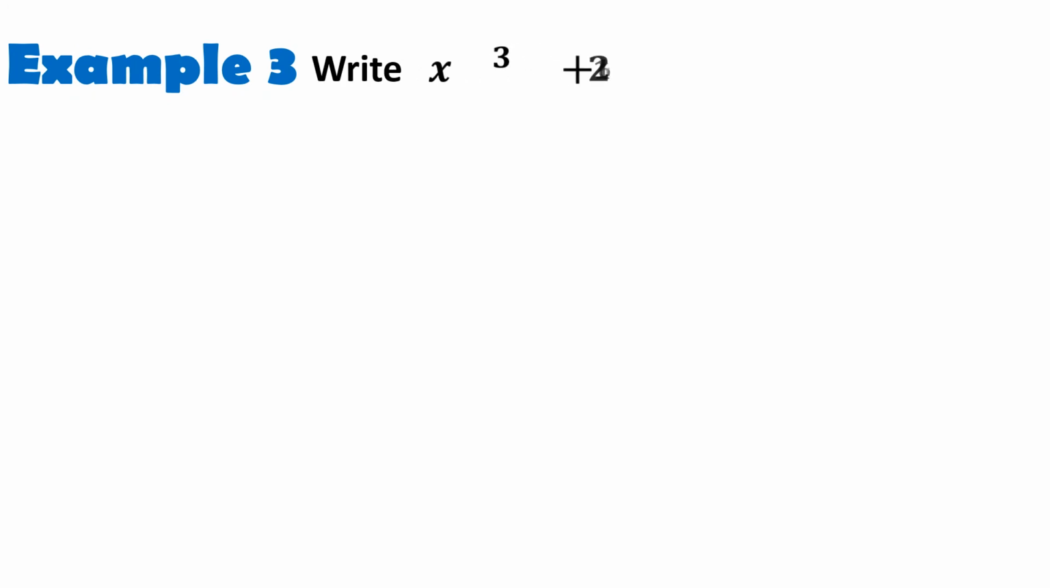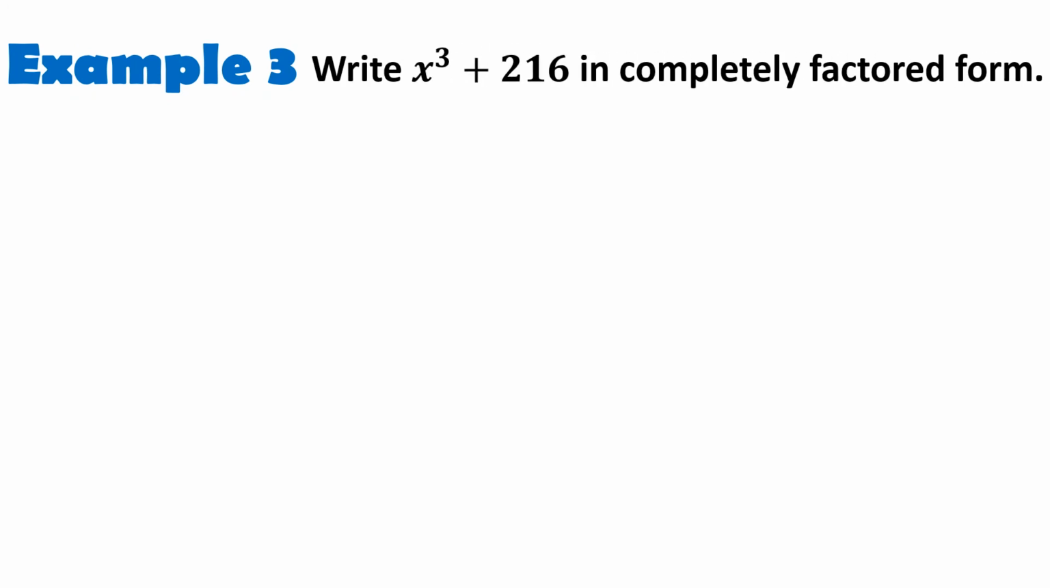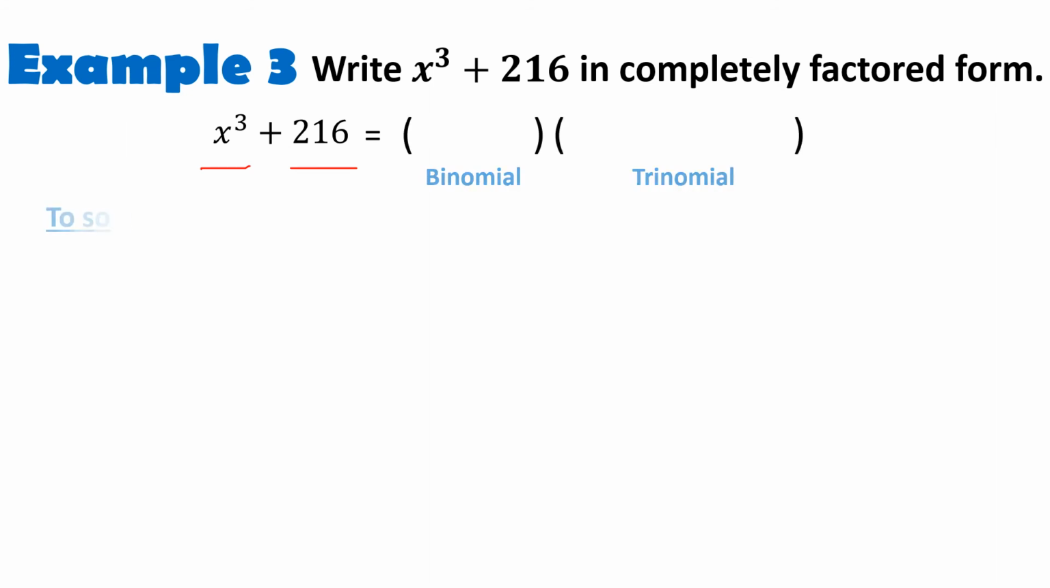Example number 3. Write the expression x cubed plus 216 in completely factored form. Again, consider that the two terms must be perfect cubes. x cubed is a perfect cube. How about 216? That's right. 216 can be expressed as 6 times 6 times 6, or 6 raised to 3. So we can proceed with factoring the sum of two cubes, which is equal to a binomial and a trinomial.